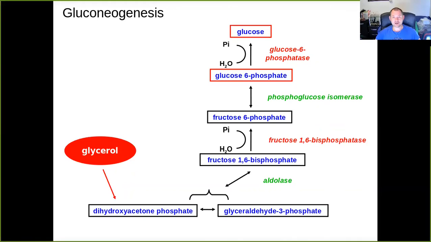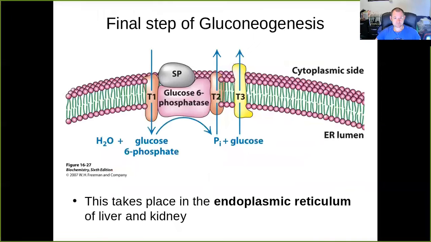We've made this glucose, and this glucose can be used as an energy source. And the cell's complicated. There's lots and lots of biochemistry. So the final steps of gluconeogenesis take place in the endoplasmic reticulum of the liver and kidney. Remember, livers and kidneys. Within the livers and the kidneys, we have lots of endoplasmic reticulum.